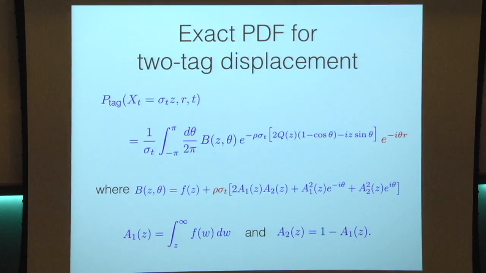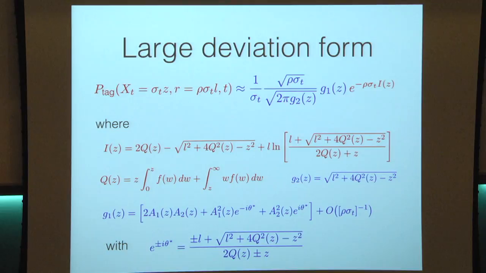All this blue part is essentially the same as the formula we have written down, except for the red term. So this is the only difference. Okay, so it doesn't change anything. These are just the same objects basically. And one can find the large deviation function in this case. One sees that this large deviation function is modified, where this L is basically R, which I just scaled with rho sigma t. So again, you can see that one can just find the exact large deviation function for this problem.